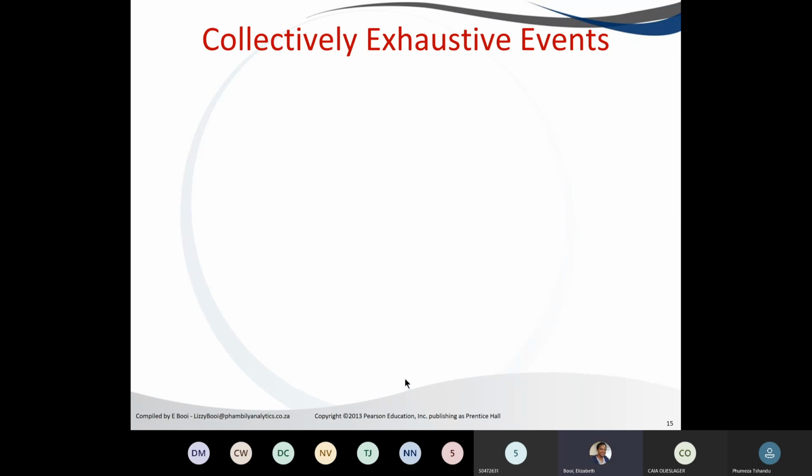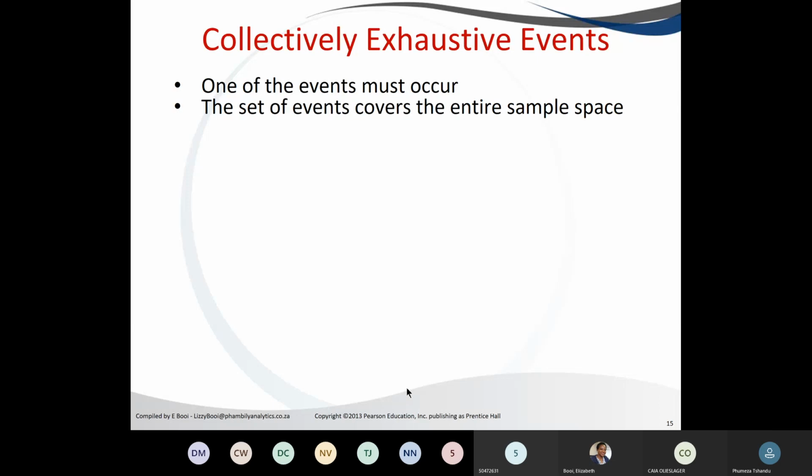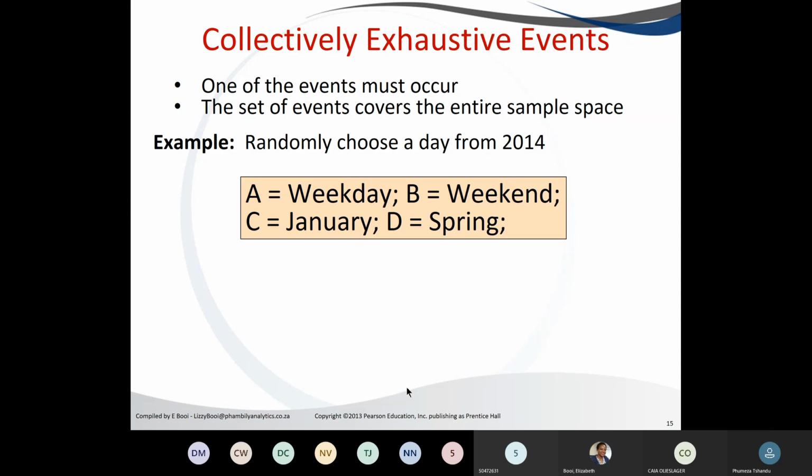Collectively exhaustive events are events that include all events of the sample space. So it covers the entire sample space. Let's say we have a randomly chosen day from 2014. A represents a weekday and B represents a weekend. A and B will be mutually exclusive, but they will be collectively exhaustive if we're looking at a week.